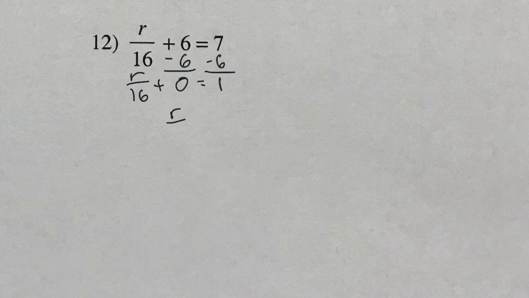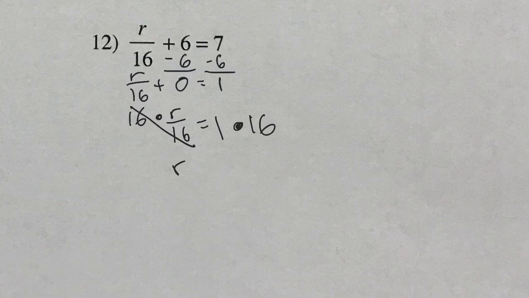All right, I'm just going to rewrite this so it's a little bit cleaner. R divided by 16 equals 1, or r over 16 equals 1. Well, if I'm dividing by 16, I would do the inverse operation, which is to multiply by 16, which cancels that out, leaves me with r. But what I do to one side, I do to the other. 1 times 16 is 16. And I've got r equals 16.